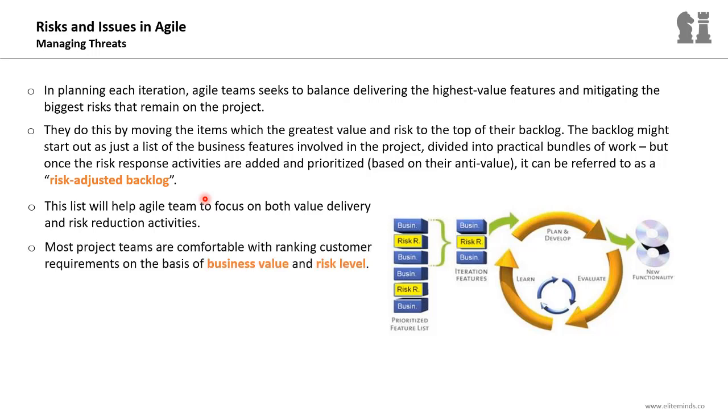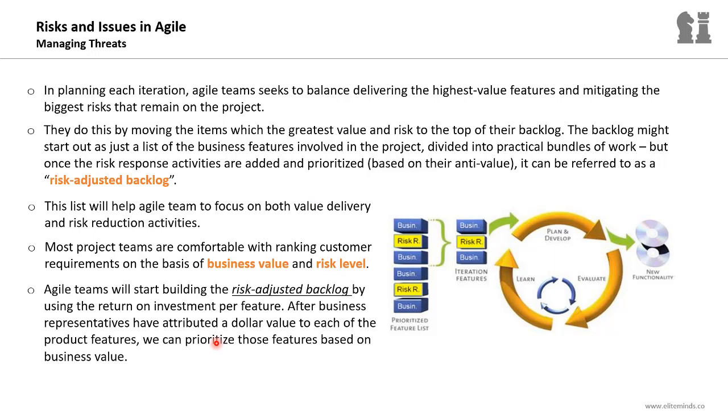Most project teams are comfortable with ranking customer requirements on the basis of business value and risk level. So examples explained in previous sections were all focusing on the business value of each item and giving a priority number based on this business value. Now I will show you an example of a risk-adjusted backlog taking into account the risk level in the project.